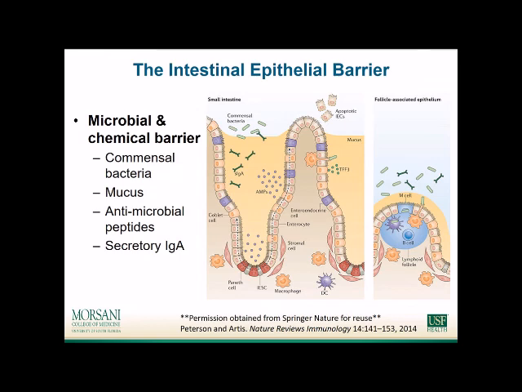In the lumen, sitting on top of these villi and crypts, there is a lot of mucus that the goblet cells have produced. There are commensal bacteria that live there, and you'll learn about the microbiota today. There are antimicrobial peptides produced by the Paneth cells, and a lot of secretory IgA sitting there. So we already have several different chemical mechanisms waiting to help protect us from anything crossing this simple columnar epithelial layer. So that's one piece of it.